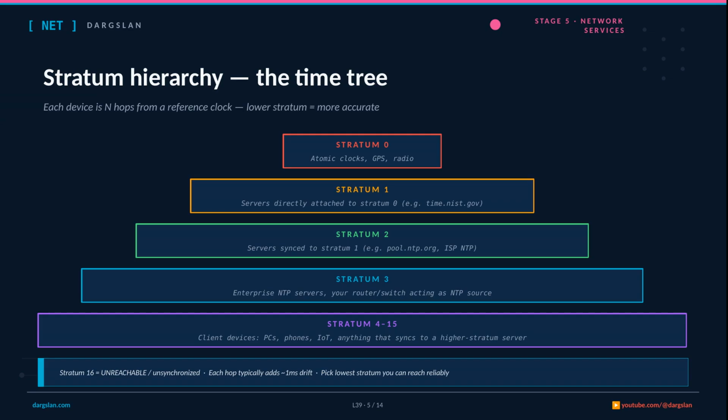Stratum 3 is usually where your enterprise servers or routers live, handing time down to clients at Stratum 4 and beyond. Each hop adds roughly a millisecond of drift. Stratum 16 means unreachable, and the practical rule is simple. Pick the lowest stratum you can reach reliably.